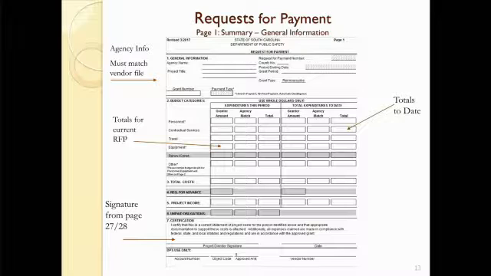Now let's talk about the signature line. Please make sure that the person signing page 1 of the RFP is one of the persons listed as Project Director, Financial Officer, or official authorized to sign on pages 27 and 28.